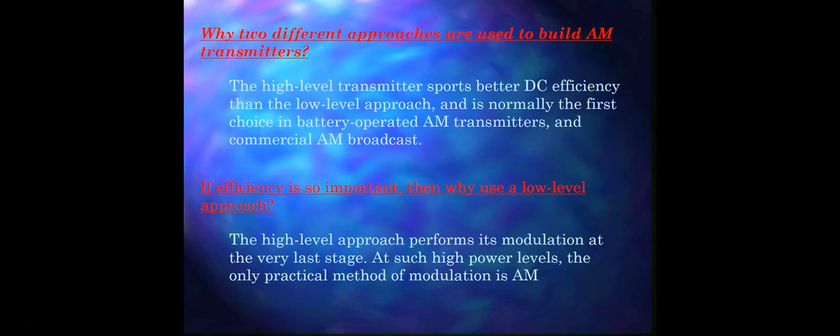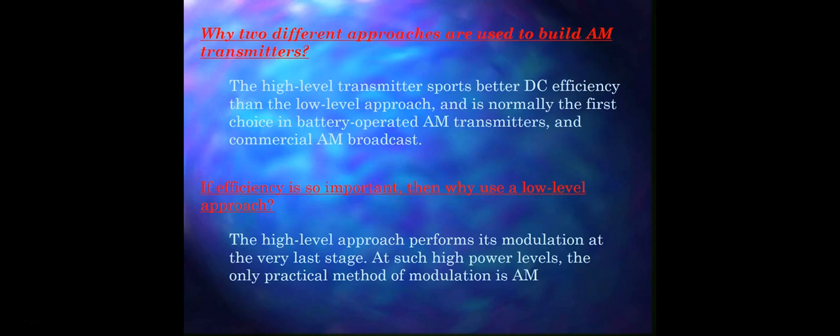a low level transmitter. Now secondly, it says if efficiency is so important, then why use a low level approach? The high level approach performs its modulation at the very last stage. At such high power levels, the only practical method of modulation is amplitude modulation. In other words, it's just about impossible to achieve frequency modulation or phase modulation in a high level transmitter.